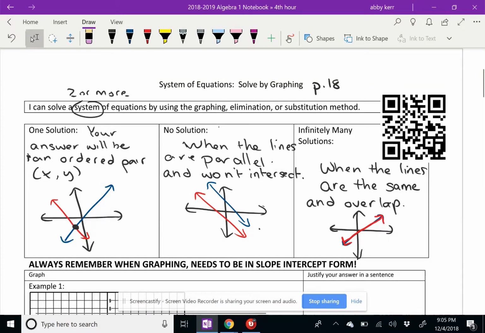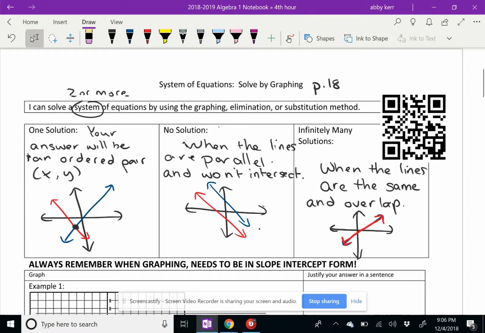In these notes, we're going to learn how to solve by graphing, which is for a system of equations. It says I can solve a system of equations by graphing, elimination, or substitution method. So just to recall, a system is two or more equations. Now, you could get three different types of answers.